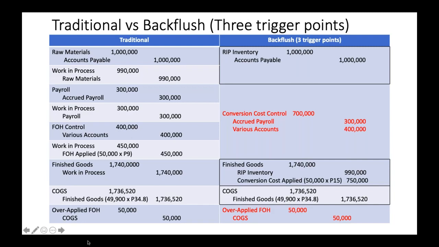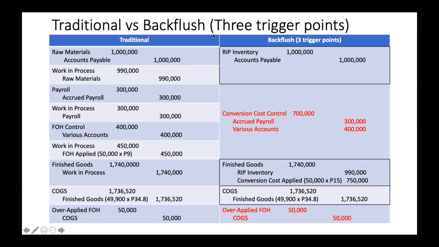And then upon comparing factory overhead control of 400,000 and the applied factory overhead 450,000, we have an over application of factory overhead and we have to close it to our cost of goods sold. So therefore, debit factory overhead applied, credit cost of goods sold 50,000. Okay, so this is the traditional or the normal way of accounting for the production process. And I think this is clear to you. Now, let's go to backflush costing.